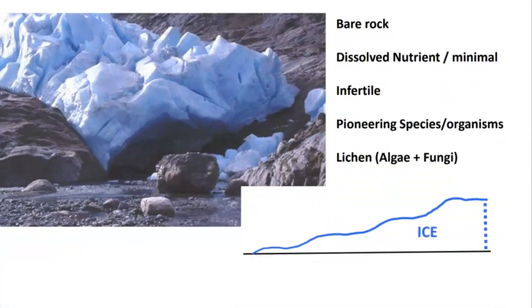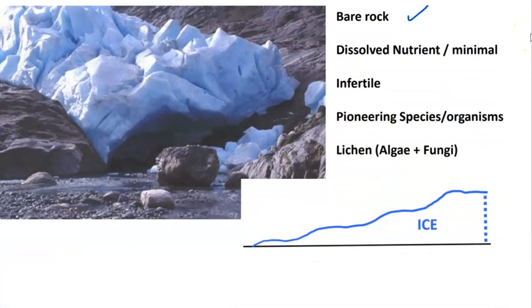The snout of the glacier is characterized by bare rock, with very, very low levels of nutrients and minerals. It's a very infertile location, and the only things that can actually grow there are lichens, the combination of algae and fungi. The algae photosynthesize, and the fungi gather the nutrients, and the two combine to bring about the growth of the lichens. That would happen at the beginning of the glacial snout.